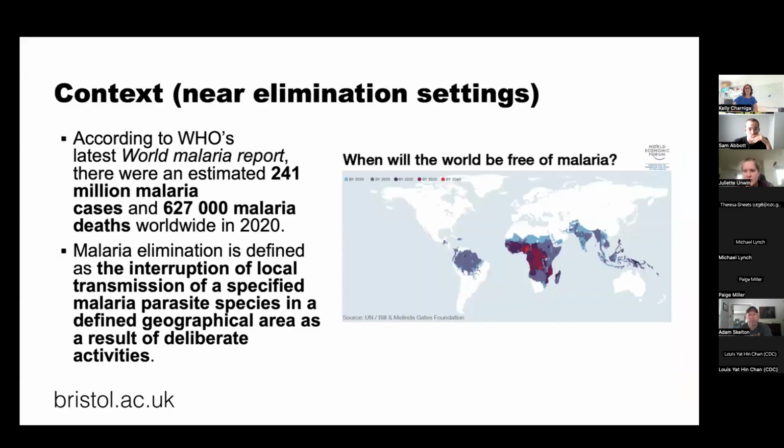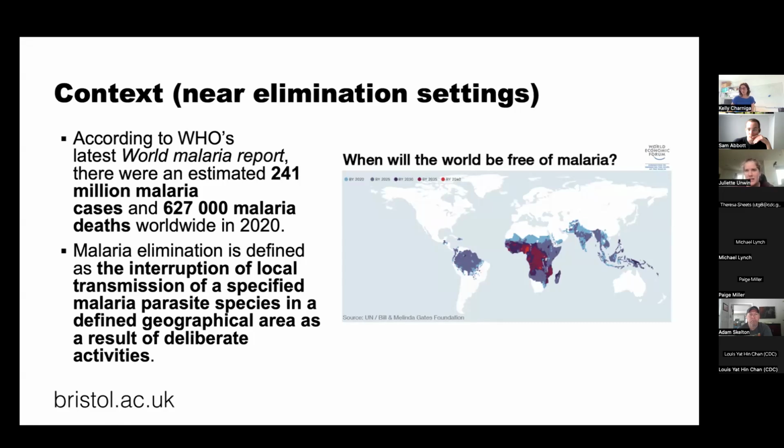So the context that we're looking at is near elimination. Here's a picture on the screen of the countries which currently, I think this is maybe a bit old, have endemic malaria. And then the WHO and the countries are trying to work at eliminating malaria. So elimination is the removal of transmission within a country, like locally acquired malaria, and then eradication would be like no malaria coming into the country.